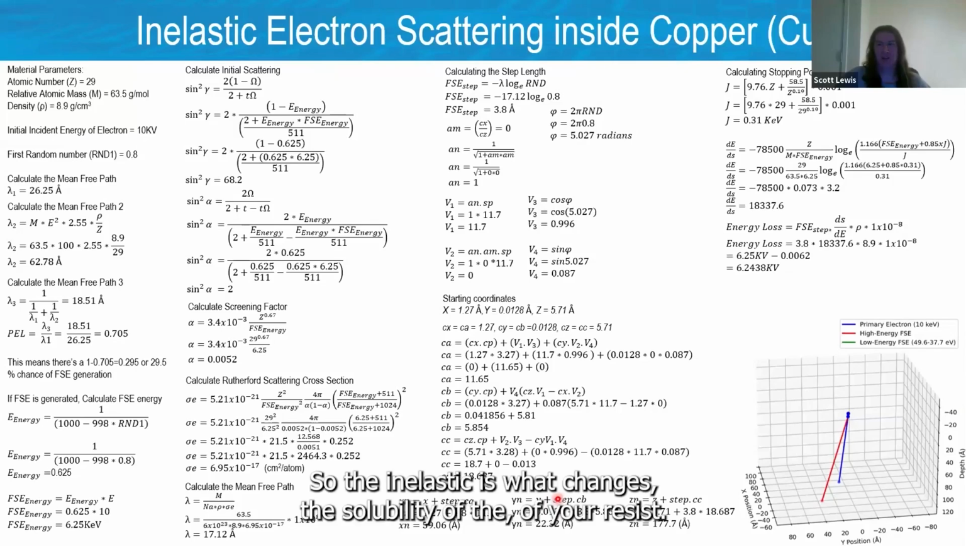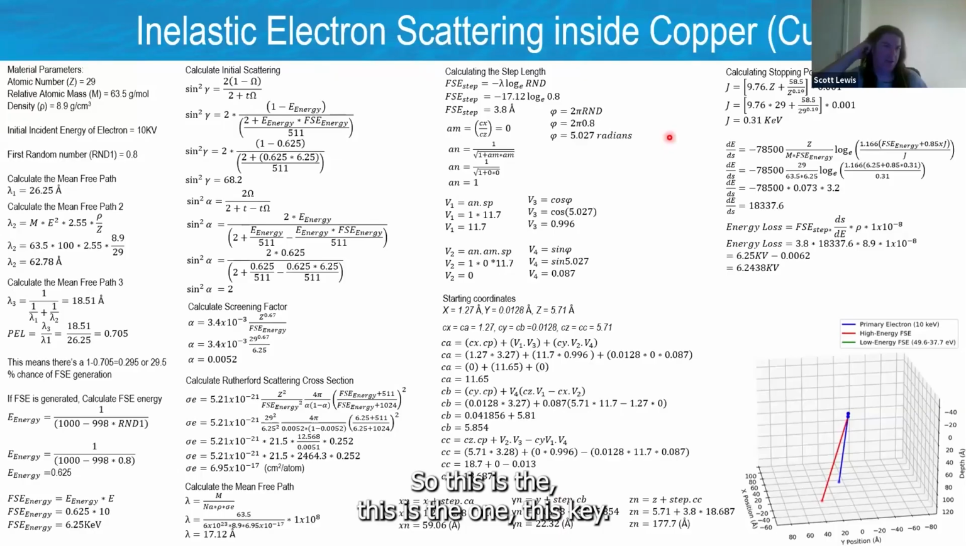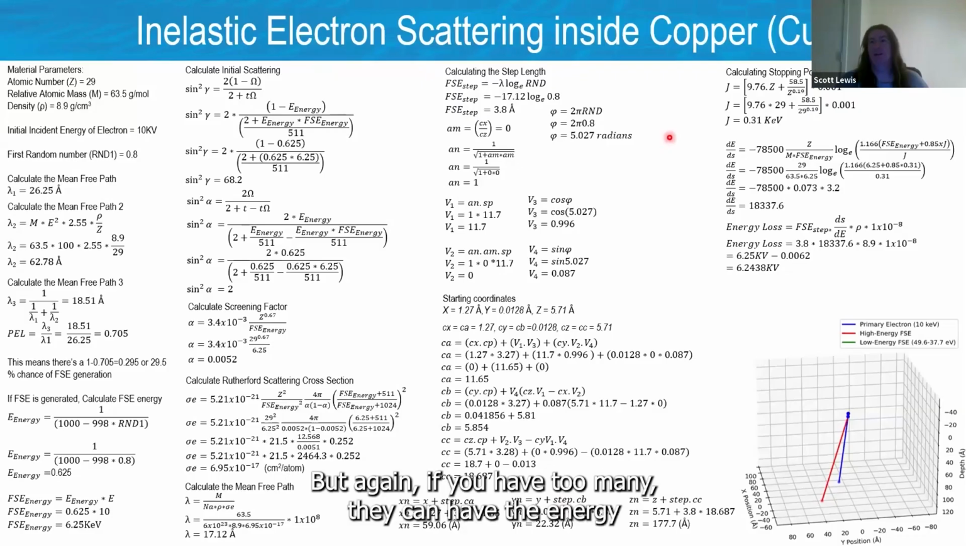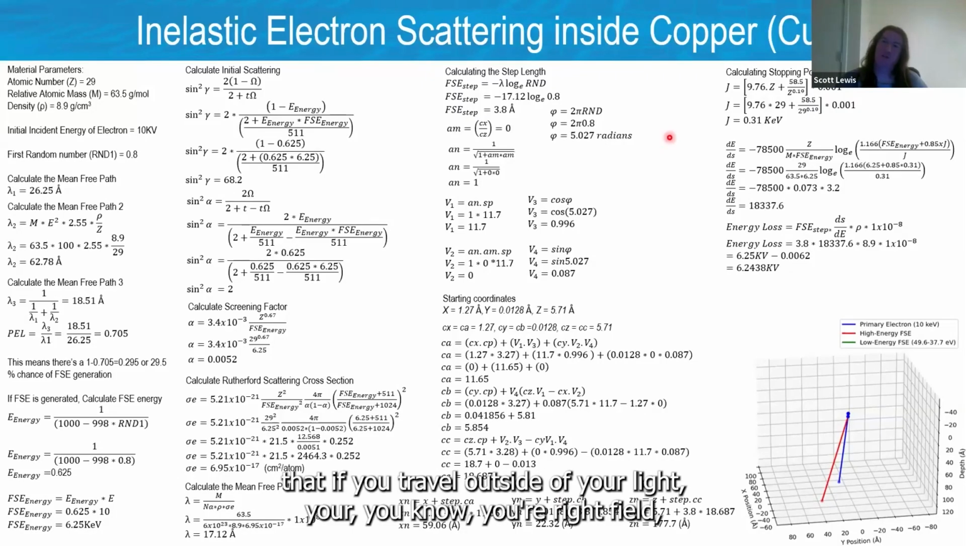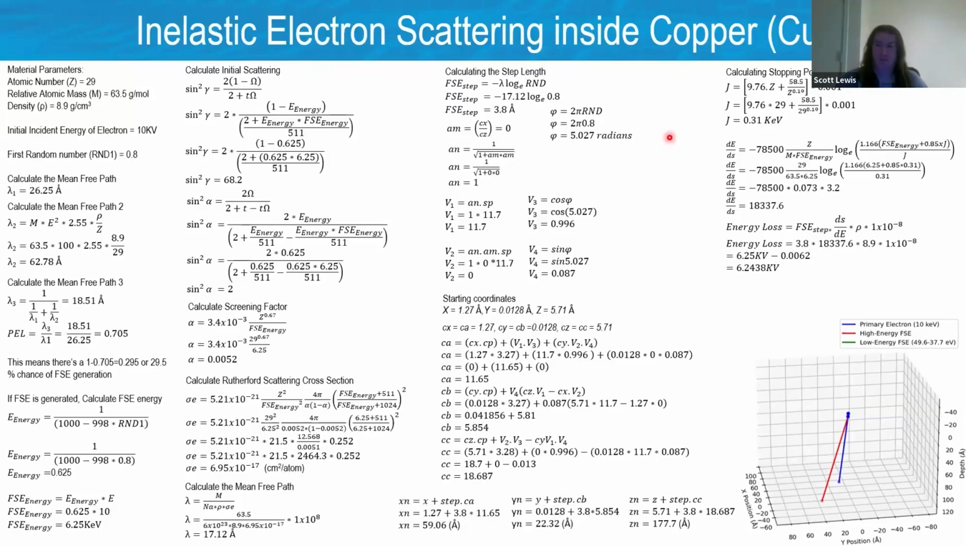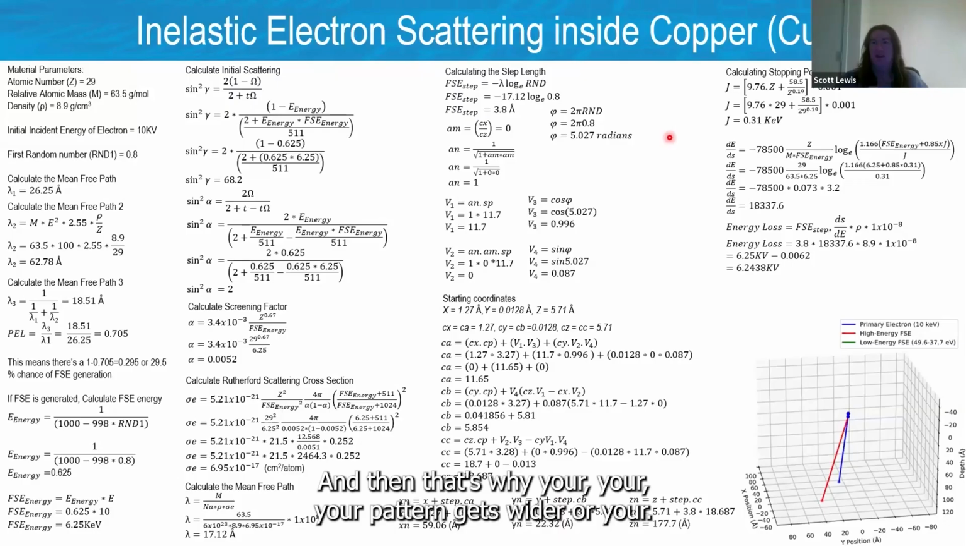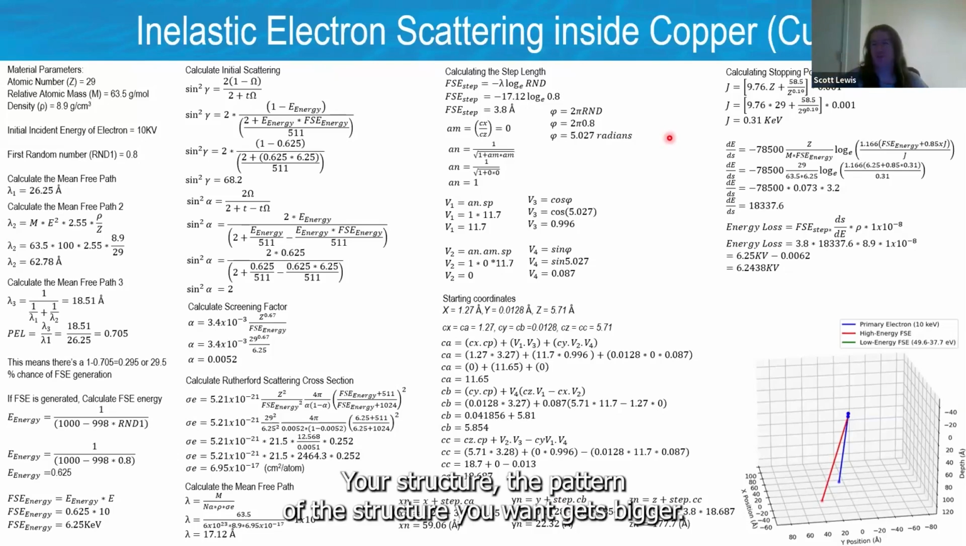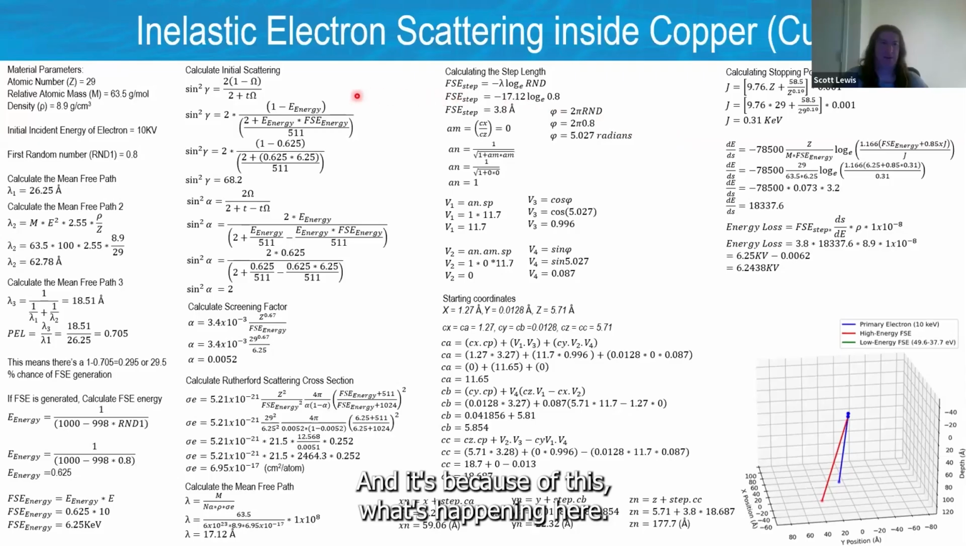So the inelastic is what changes the solubility of your resist. So this is the one that's key. You want a lot of these to happen within your resist. But again, if you have too many, they can have the energy to travel outside of your write field, or the pattern that you want to write, and that's why your pattern gets wider. The structure, the pattern of the structure you want, gets bigger, and it's because of what's happening here.